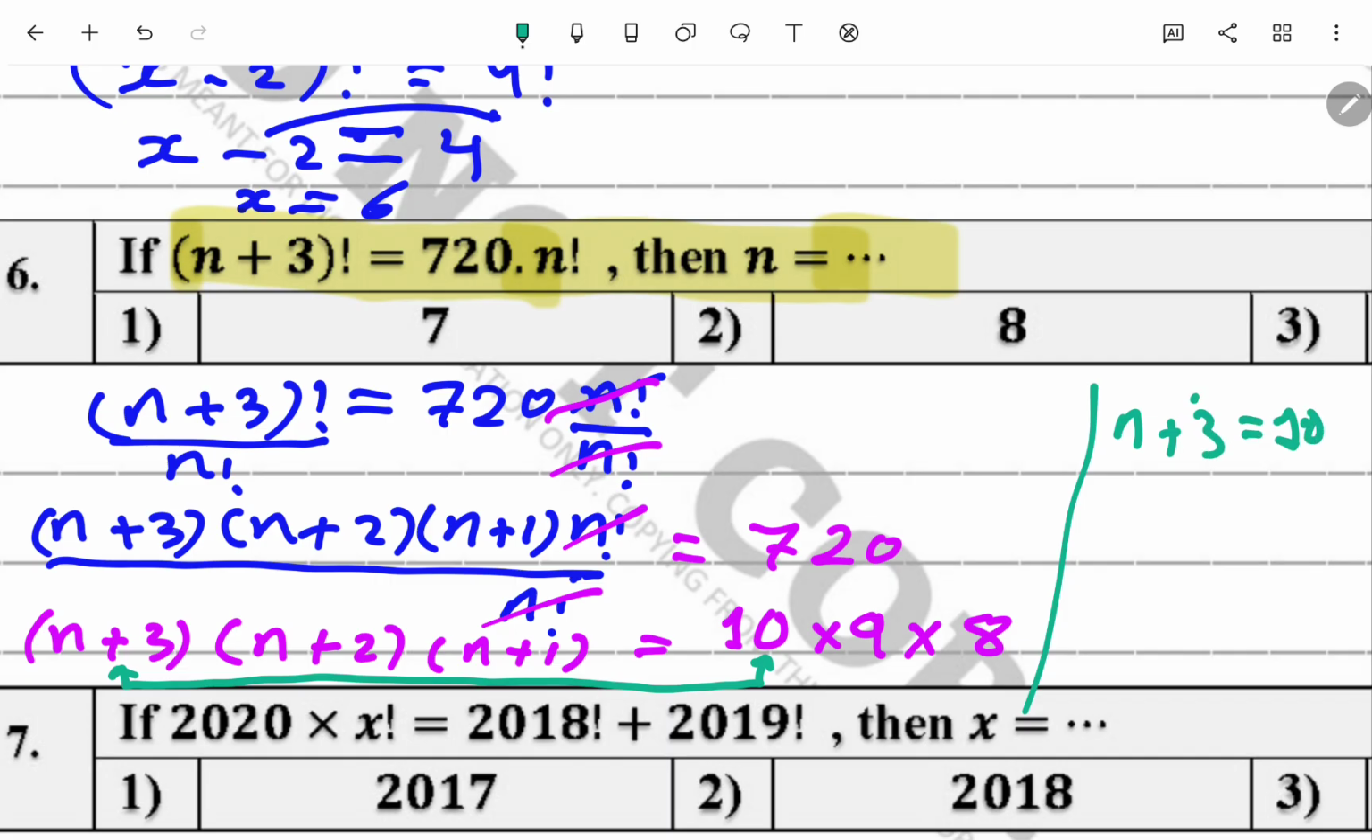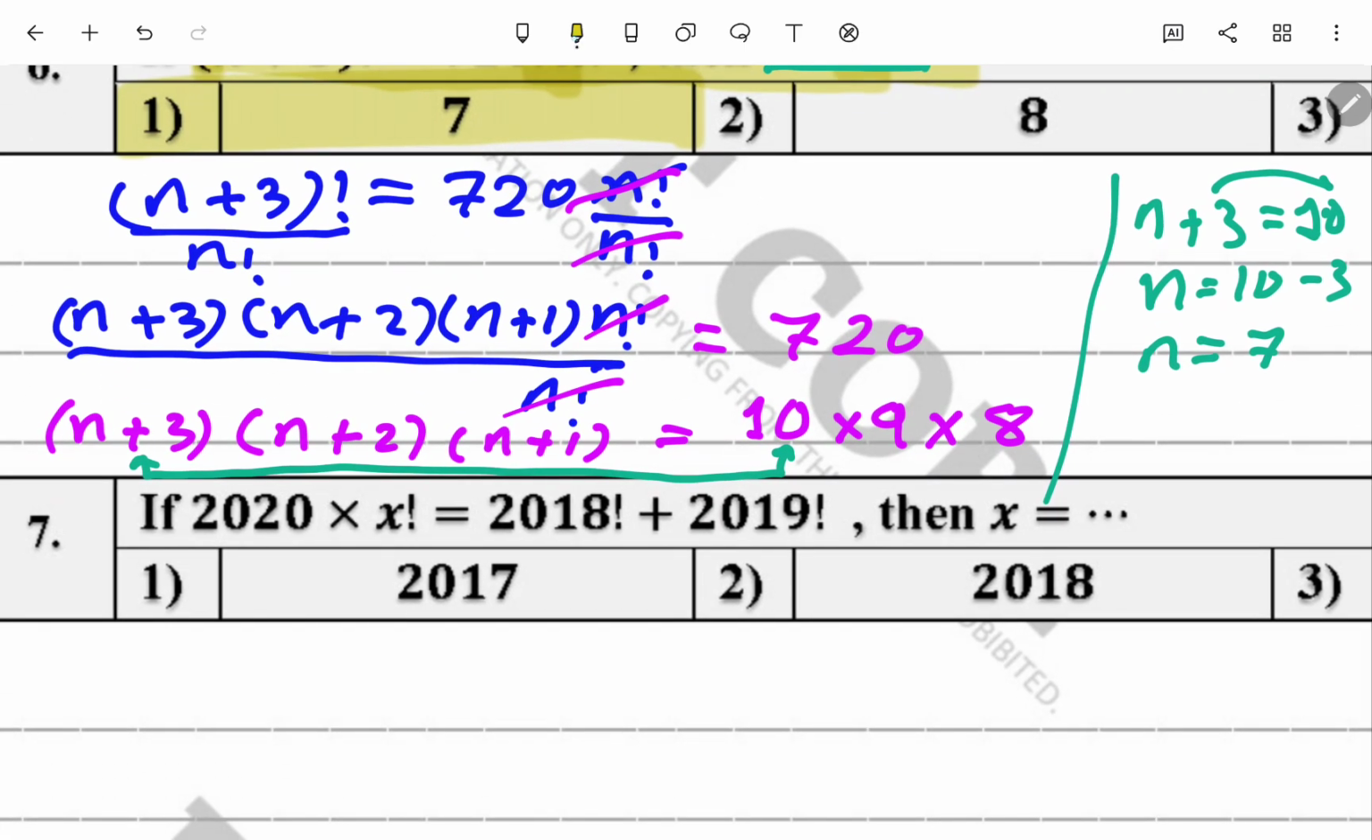After moving this 3 to the other side, I will get 10 minus 3, which will give me 7. And he is asking about n only. So I will choose the first alternative.